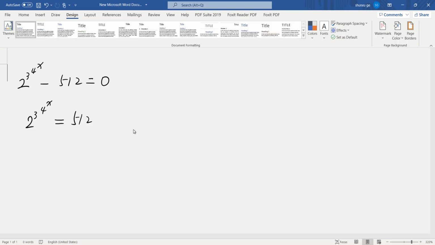Okay, so we know that 2^10 is 1024. So this 1024 divided by 2 is 512. That means we divide 2 on both sides.